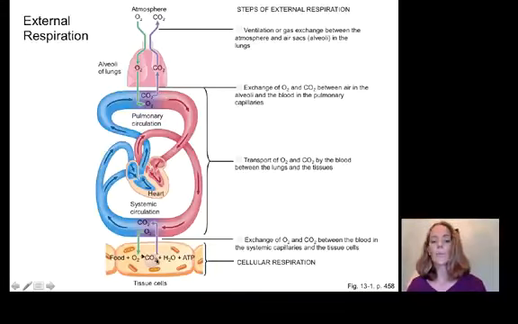That carbon dioxide waste should then go back into the blood, travel with the deoxygenated blood through the heart and up to the lungs, and then it should be removed from the blood into the lungs where we can breathe it out. So everybody knows we breathe in oxygen and we breathe out carbon dioxide. It's not actually true. We breathe in a mixture of gases, but we diffuse in oxygen and we diffuse out carbon dioxide.